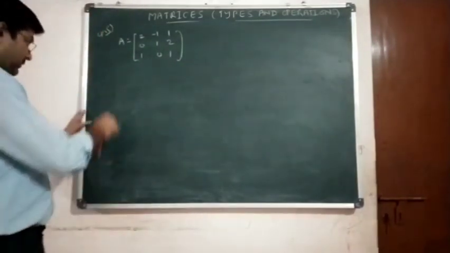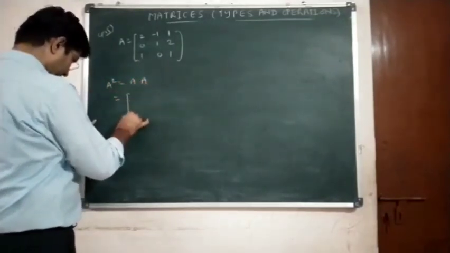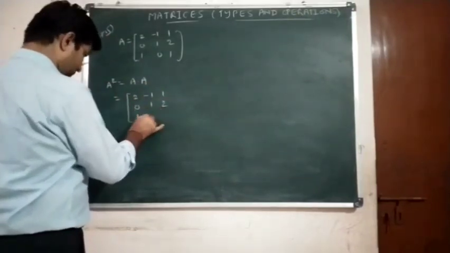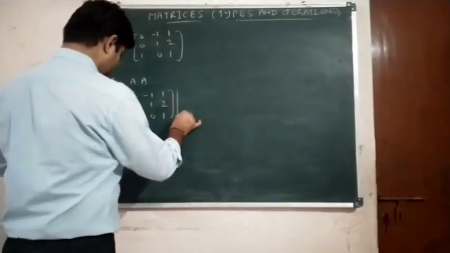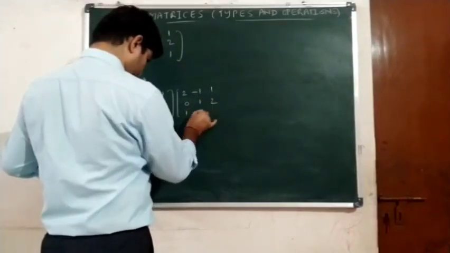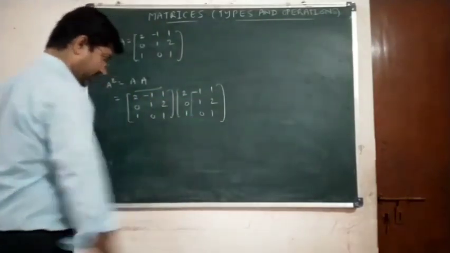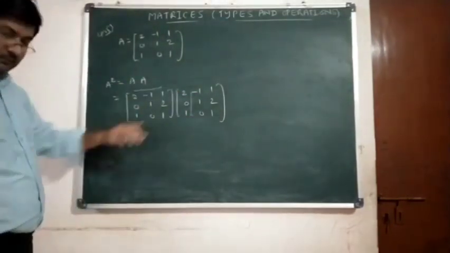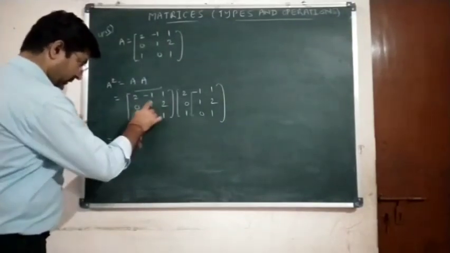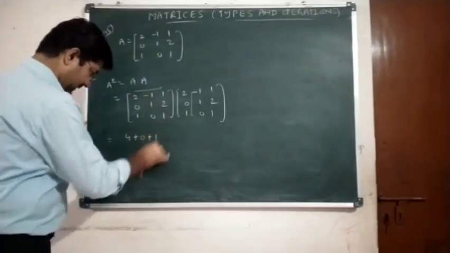So let us first find out A square. A square is given by A into A, that is 2 minus 1 1, 0 1 2, 1 0 1 into 2 minus 1 1, 0 1 2, 1 0 and 1. Now row into column multiplication. So first row multiplied by first column of the second matrix. 2 2s are 4 plus minus 1 into 0 is 0 plus 1 1s are 1.